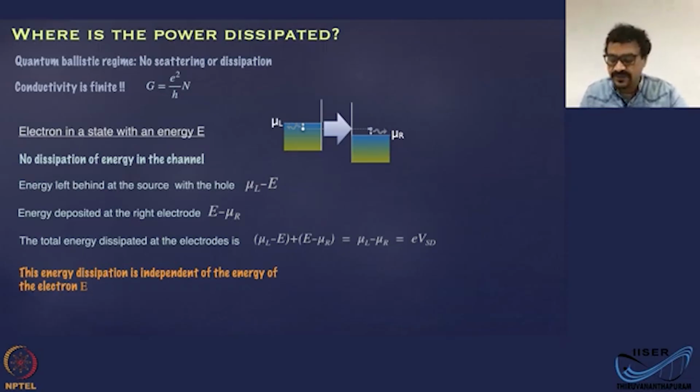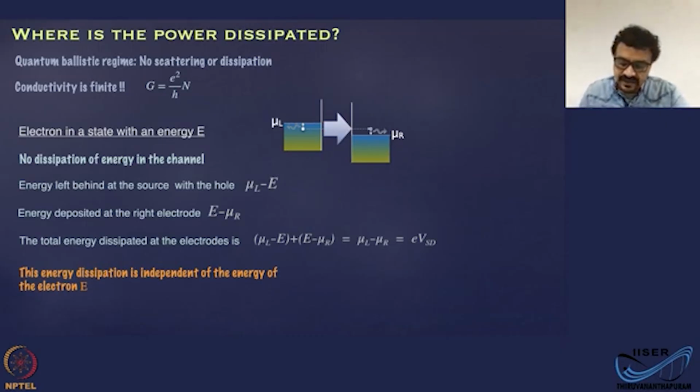So just to enlighten this picture, let's consider a system where ballistic transport is happening. μL and μR are the electrochemical potentials on the source and the drain side, and I have represented the device as a black box in the middle.